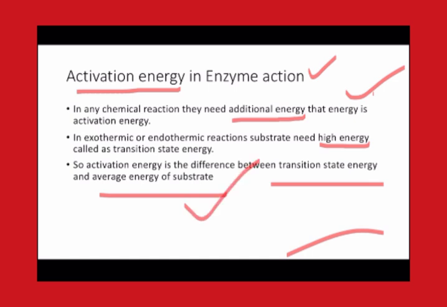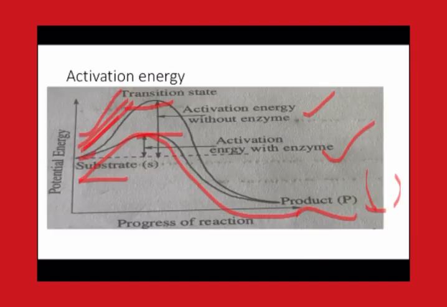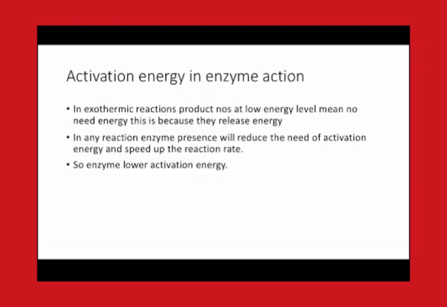So next, coming to chemical reactions we learn. Here in the graph they have given an exothermic reaction. So the product is at a lower energy level, because in an exothermic reaction they are releasing the energy. So no extra energy is needed. But in any reaction, if enzyme is present, it will reduce the need for activation energy.